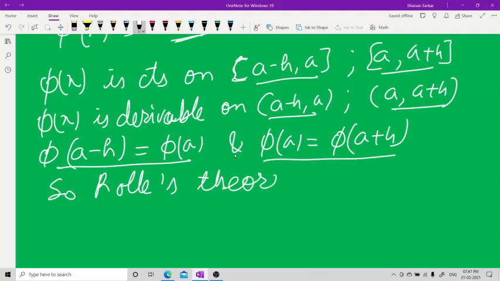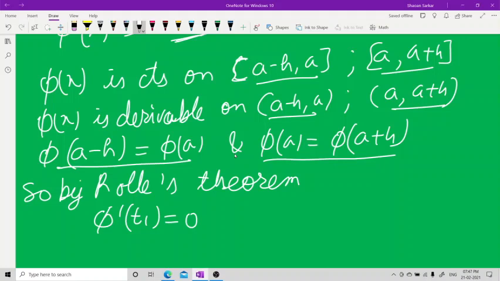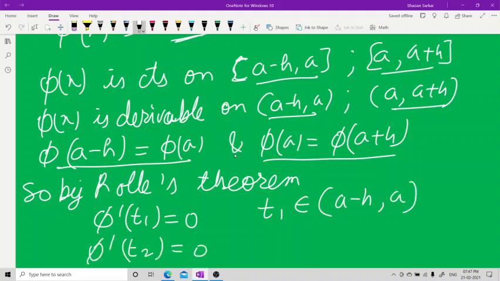So Rolle's theorem is applicable. So by Rolle's theorem, let me write. You have phi dash(t1) equal to 0, on which interval? On this interval, where this t1 belongs to the open interval a minus h to a, and phi dash(t2) is equal to 0 for this t2 belonging to a and a plus h.